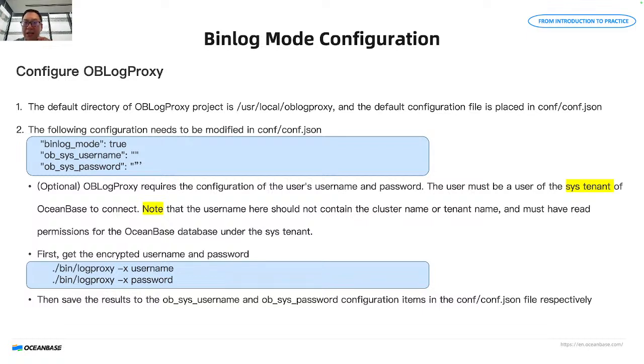If you want to change this, the user must be a sys tenant user in OceanBase. Note that the username here should not contain the cluster name or tenant name. It must have read permission for OceanBase under the sys tenant. How to get the encrypted username and password? We can use these commands, and then save the results to the OBSys username and OBSys password configuration items in the config file.